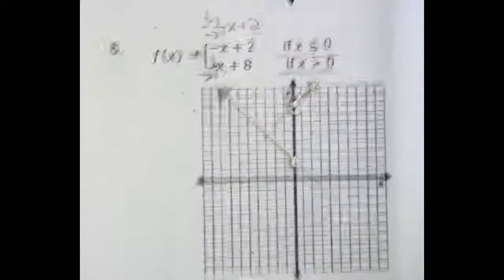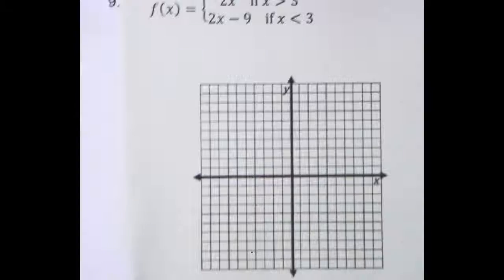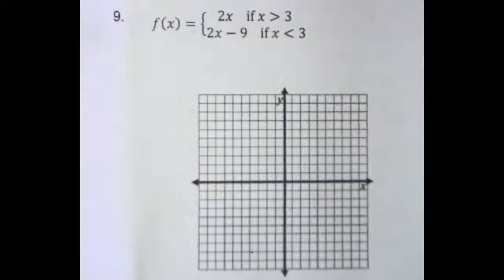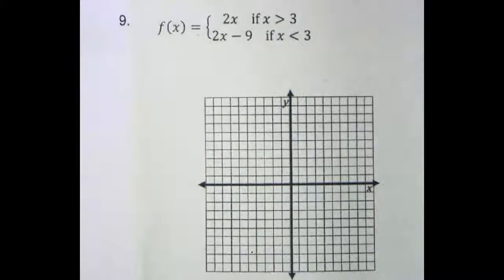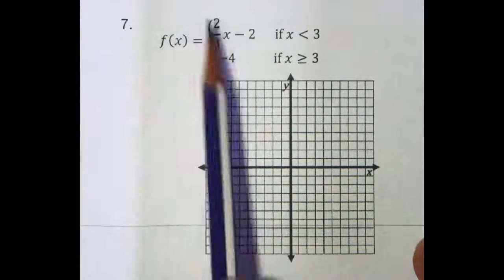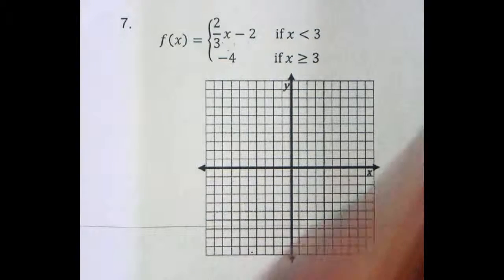Let's go ahead and flip it over. So number 7, sorry, I want to go to number 7. Alright, so let me walk you through this one while you guys do it. Go ahead and graph 2 over 3x minus 2. Do that first. Graph it all the way across the whole paper.